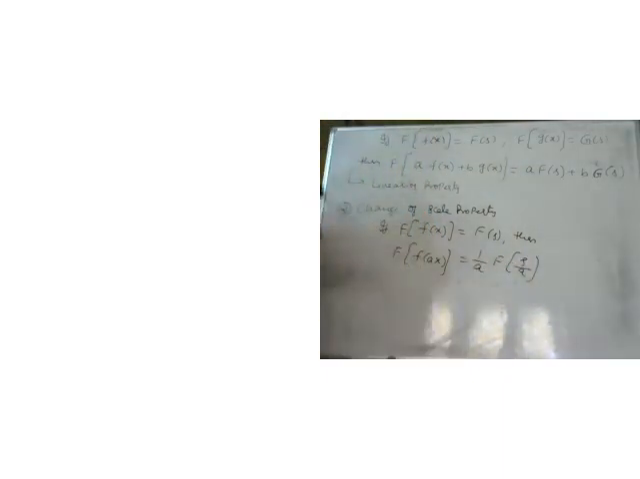We have the second one, which is called the change of scale property. What this property states is, suppose the Fourier transform of a function f of x is equal to capital F of s. Then if x is multiplied with some a, the Fourier transform of f of ax can be written as 1 by a times F of s by a. This is called the change of scale property.